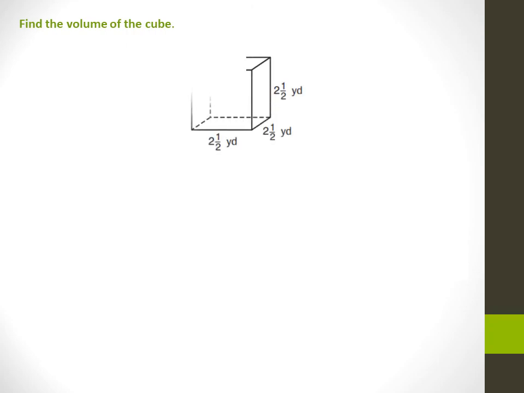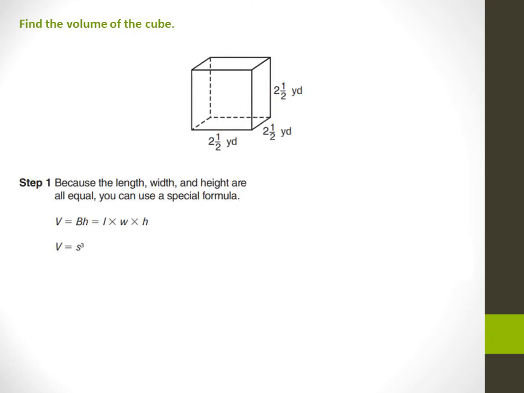Find the volume of the cube. Because the length, width, and height are all equal, you can use a special formula. To find the volume, you must multiply the area of the base by the height. The area of a rectangle is equal to length times width, so the volume is equal to length times width times height. But since the length, the width, and the height are equal, the volume is equal to side raised to the power of 3.